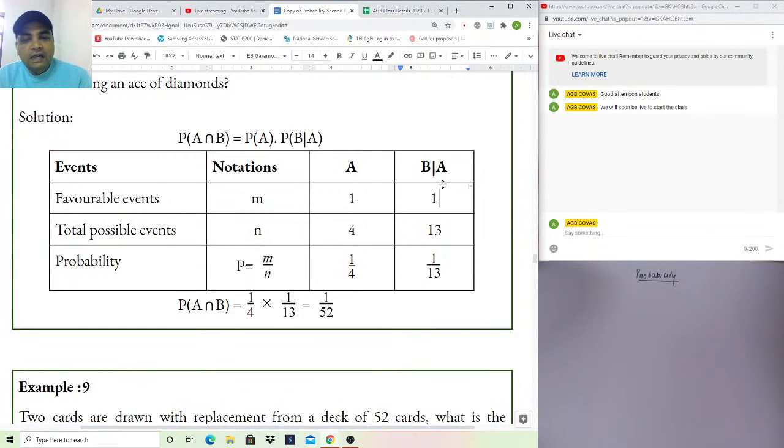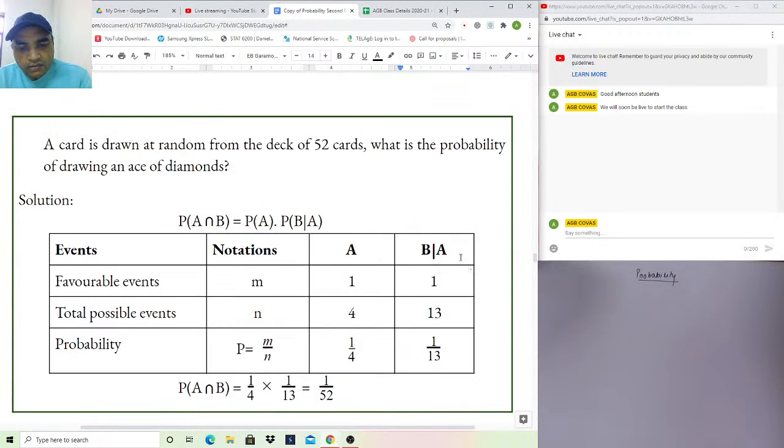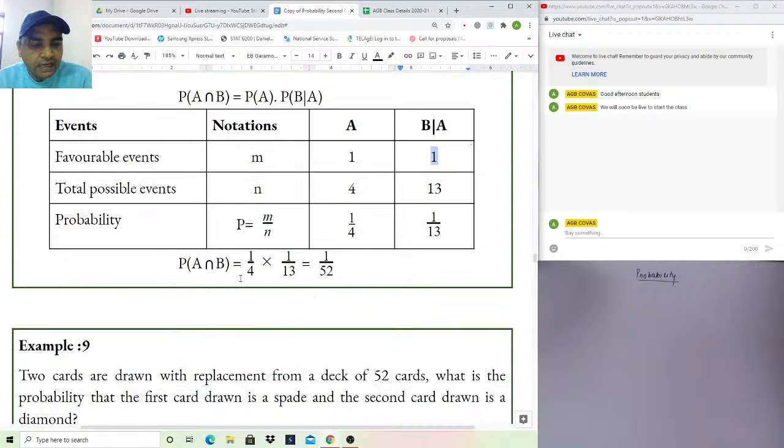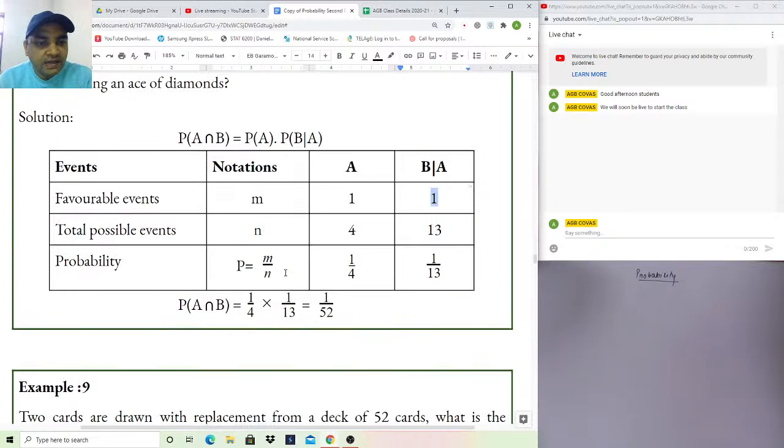Now when the ace has already been drawn, what is the probability of B? Out of the total 13 diamonds, it will be 1. So it will be 1 by 13. So what will be P(A intersection B)? Because these two events are independent, a diamond does not affect the ace and the ace does not affect the diamond, it will simply be the multiplication of these two, 1 by 4 into 1 by 13. So it will be 1 by 52.